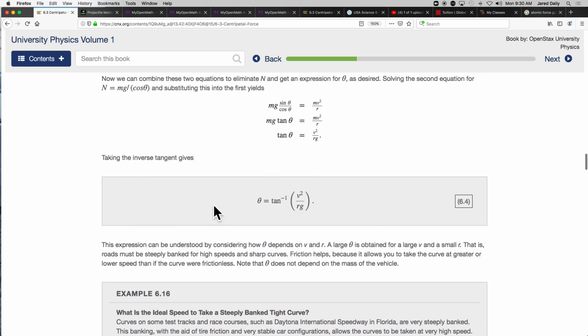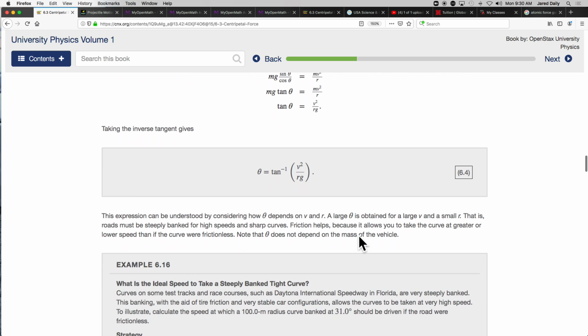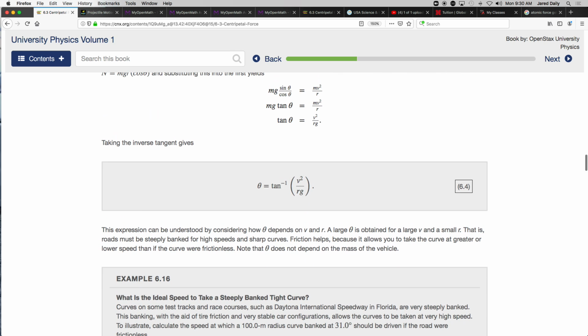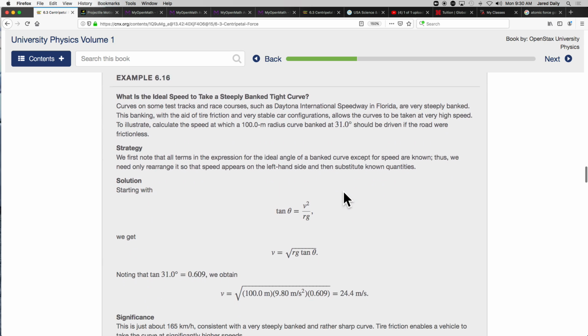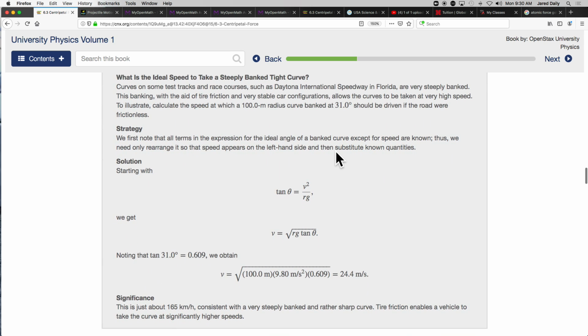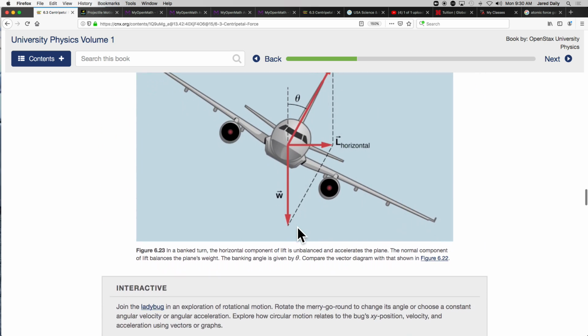Anyway, that equation comes out like this if you solve it for theta, and now you can calculate the ideal angle for a banked curve. You could also, if they give you the angle, calculate the ideal speed through a curve, or the ideal radius for a curve at a particular speed. So you can calculate anything if you want to. That's what they do in this example. The ideal speed to take a steeply banked curve, they just solve it for v instead of for theta, and they plug that in there.